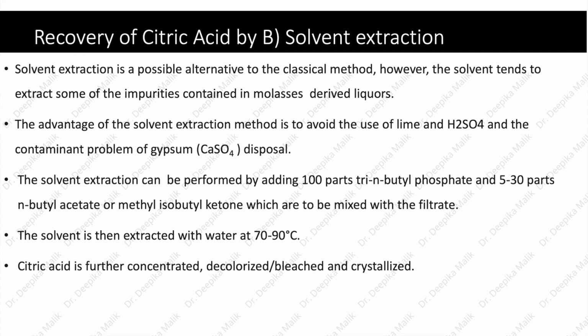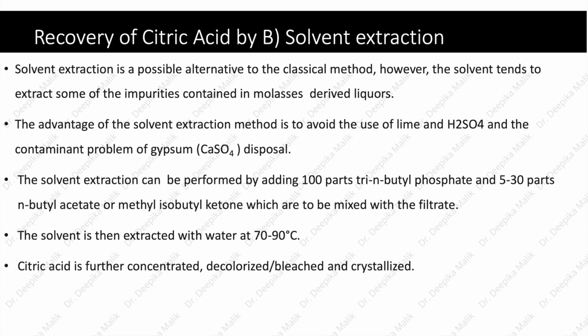Solvent extraction is a possible alternative to the classical method. However, the solvents tend to extract some of the impurities contained in molasses-derived liquors. The advantage of the solvent extraction method is to avoid the use of lime and sulfuric acid and the containment problem of gypsum disposal. The solvent extraction can be performed by adding 100 parts tri-N-butyl phosphate and 5 to 30 parts N-butyl acetate or methyl isobutyl ketone, which are to be mixed with the filtrate.